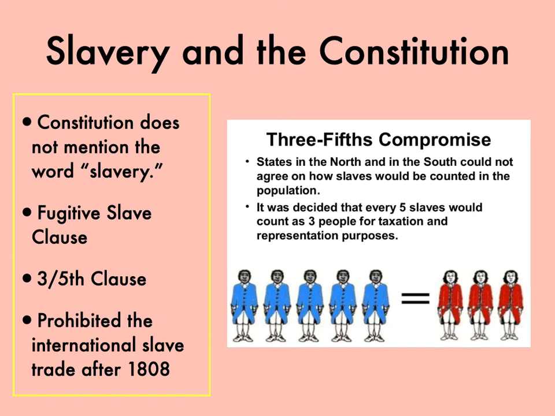Another dubious clause is the 3/5 compromise, where southern states could count 3/5 of their enslaved people, called, quote, "other persons" in the Constitution, to determine their state's population. This matters greatly because the higher your state's population, the more representatives your state gets to send to Congress.